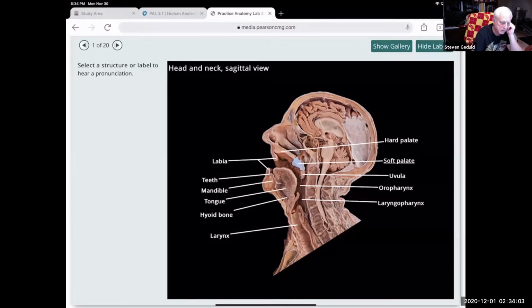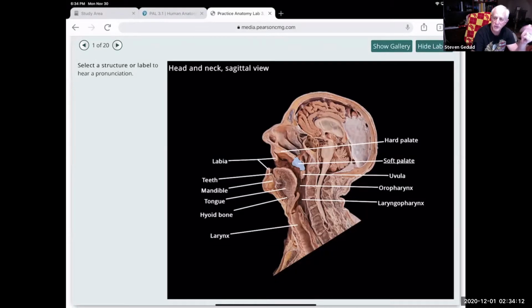in here. Because the pharynx is divided into three sections: your nasal pharynx, your oral pharynx, and your laryngopharynx. Behind the nasal cavity, behind the oral cavity, and behind the larynx. All right. So those are our structures from the mid-sagittal section of the head and neck view there.